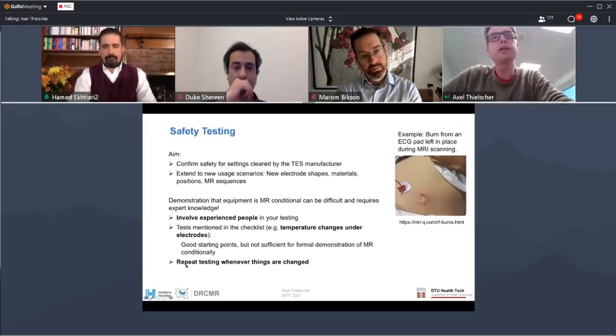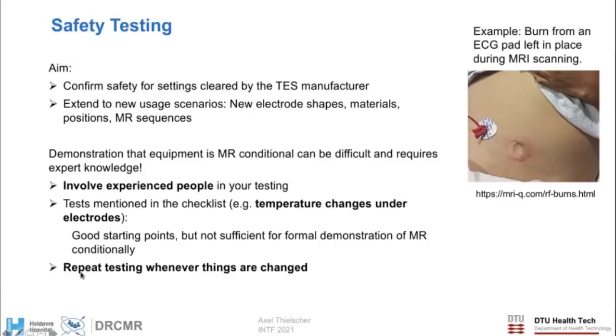Okay, so safety testing, obviously, on-site can have two aims. The first one is that you just confirm the safety, again, for the settings cleared by the manufacturer. So this is just a confirmation test that everything is fine. And as said, you might then want to test safety when you extend this to new usage scenarios like new electrode shapes, materials, positions, MR sequences, or when you want to do different cablings in particular.